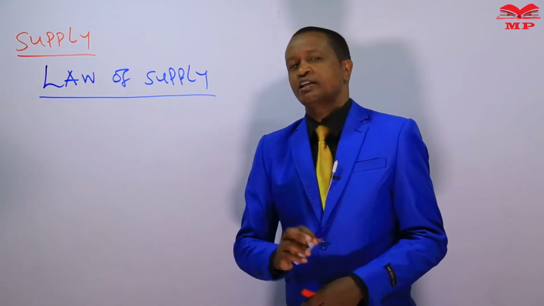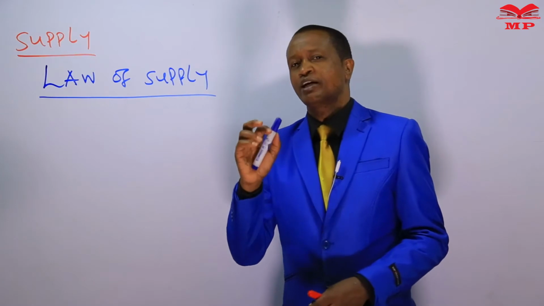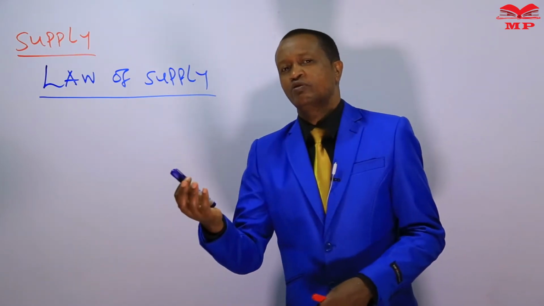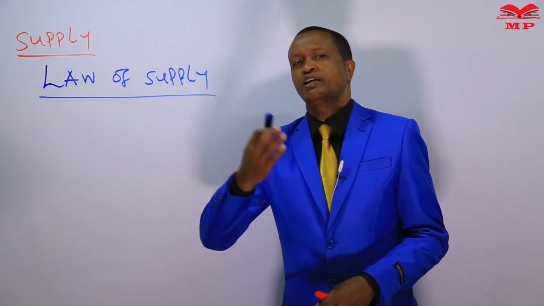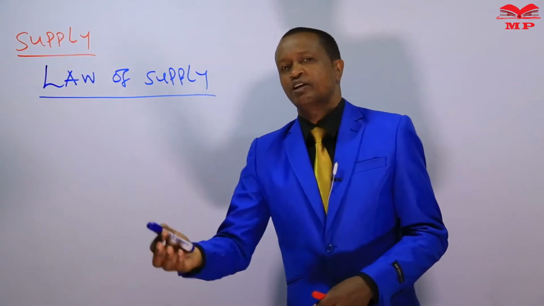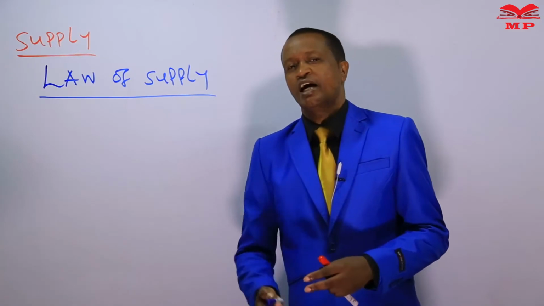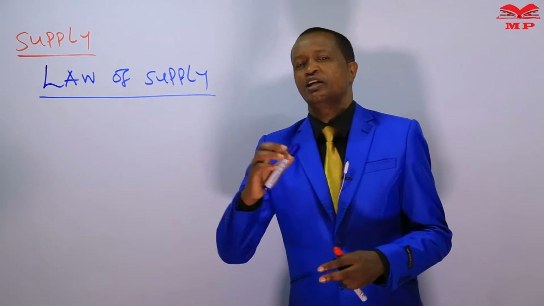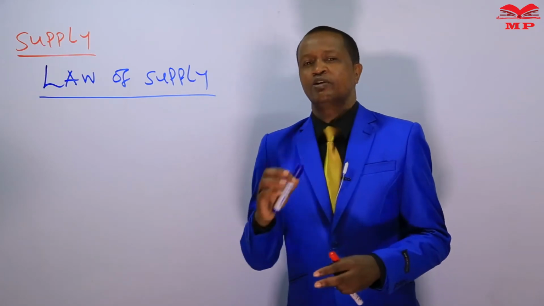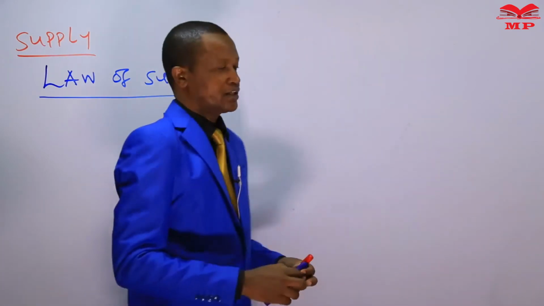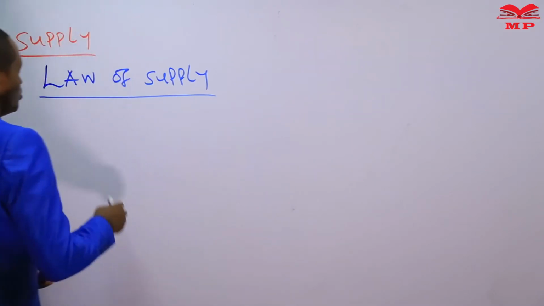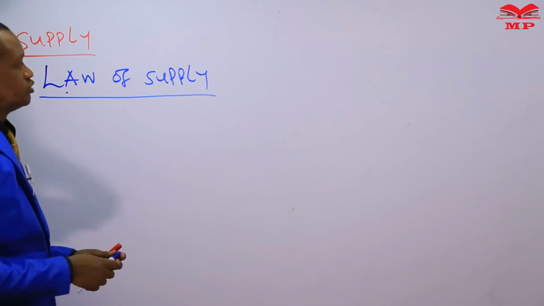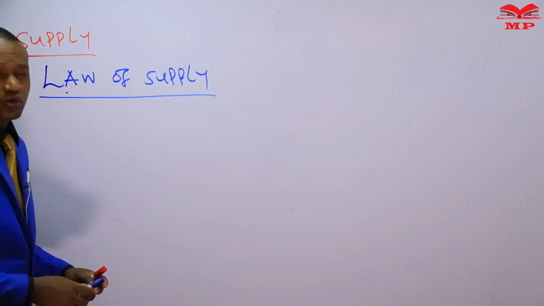So that the higher the price of a commodity, the higher the level of supply of that commodity in the market, and the lower the price of that commodity in the market, the lower the level of supply of the same commodity in the market. So that is a law. It is an economic law.